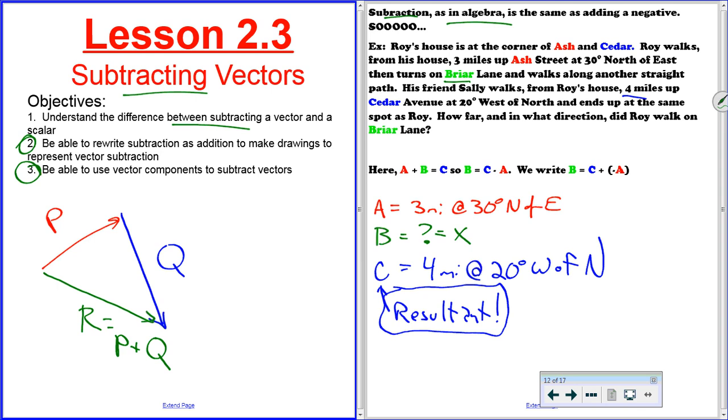Well, notice that this resultant vector goes from the place where vector P originated and ends at the place where vector Q ends, right? So it's as if we went in a straight line from our initial point to our ending point, right? And that's exactly what Sally did, right? Roy walked down 2 paths, and then Sally walked in 1 straight path to get to the same spot. Okay, so that is that.